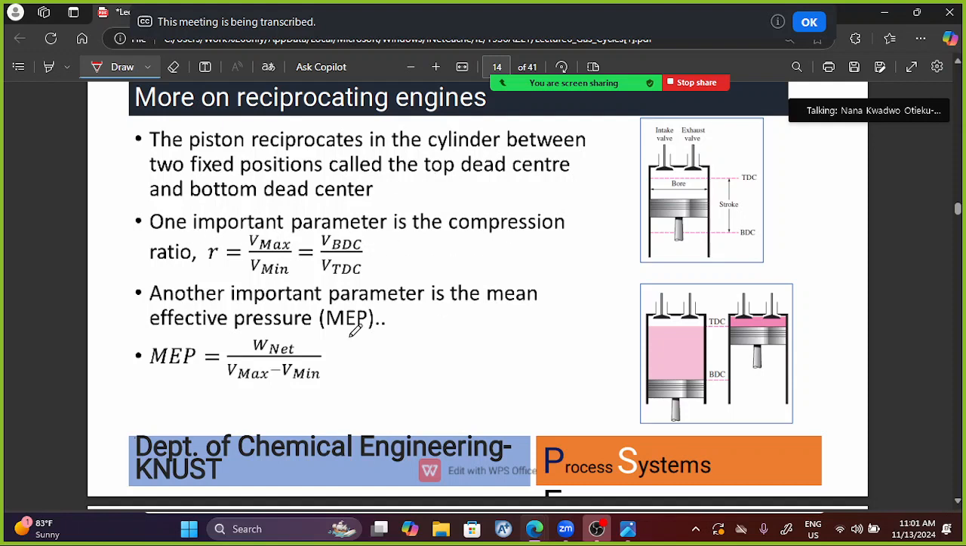But one other important parameter is the compression ratio. So what we are trying to say is that if I have a piston cylinder arrangement, there's a minimum point I can bring my piston cylinder to and a maximum point I can bring it to. If I'm doing an expansion, this is the lowest point I can bring my piston cylinder to, so that becomes the bottom dead center, the BDC. Then when I compress, there's a maximum point I can compress it to. I can't compress it and close the whole thing fully. So that maximum point becomes what we call the TDC.